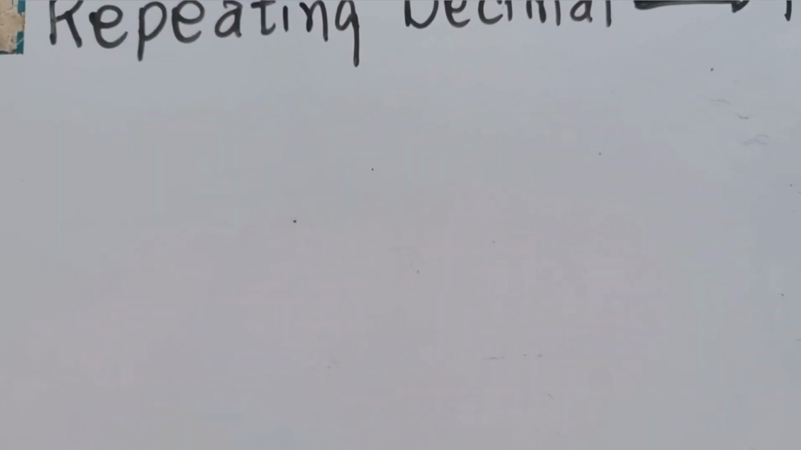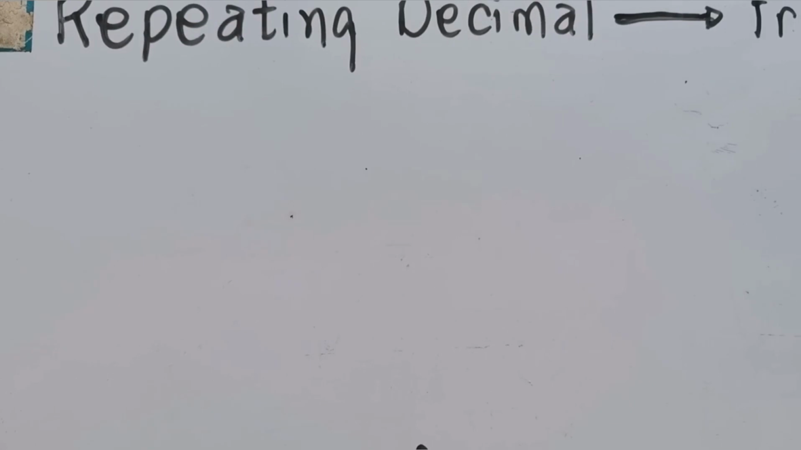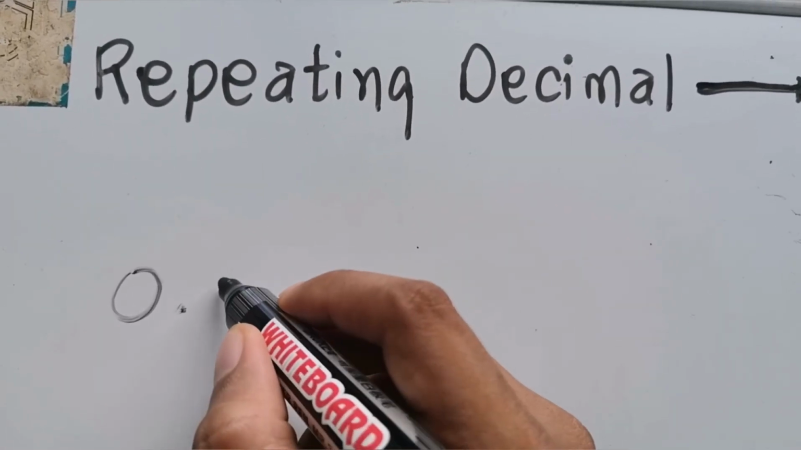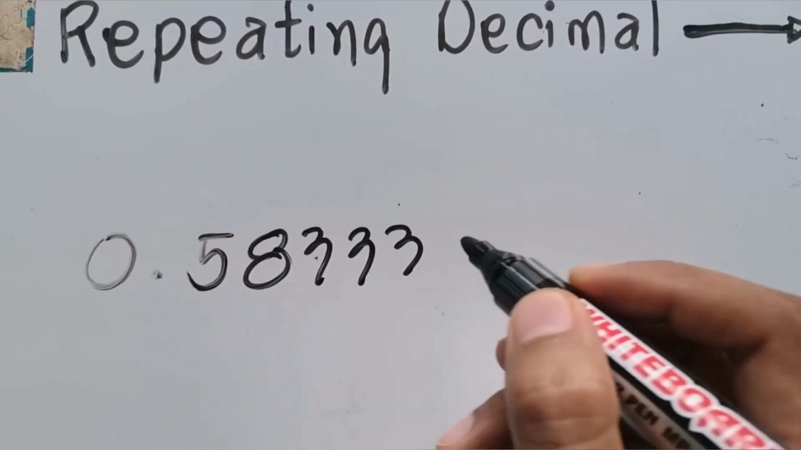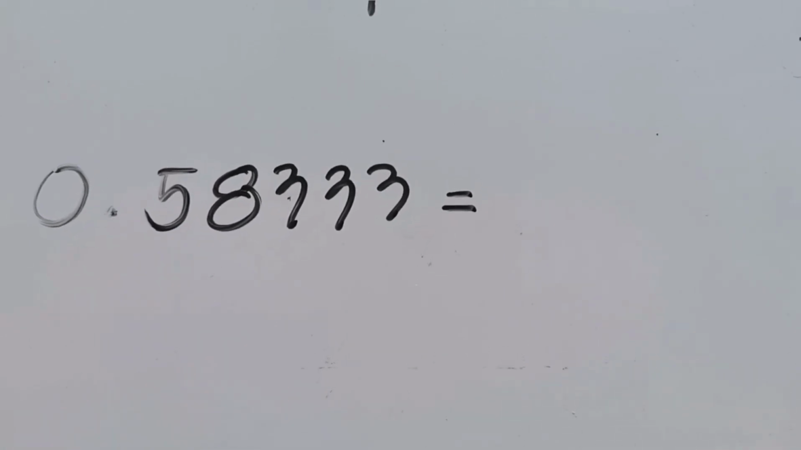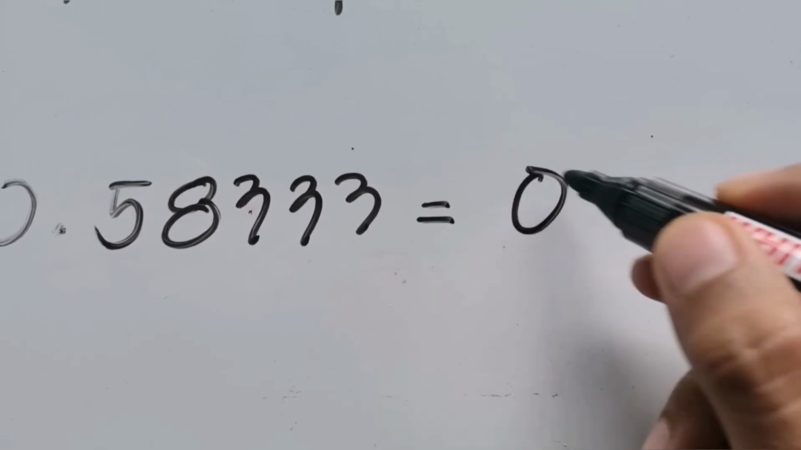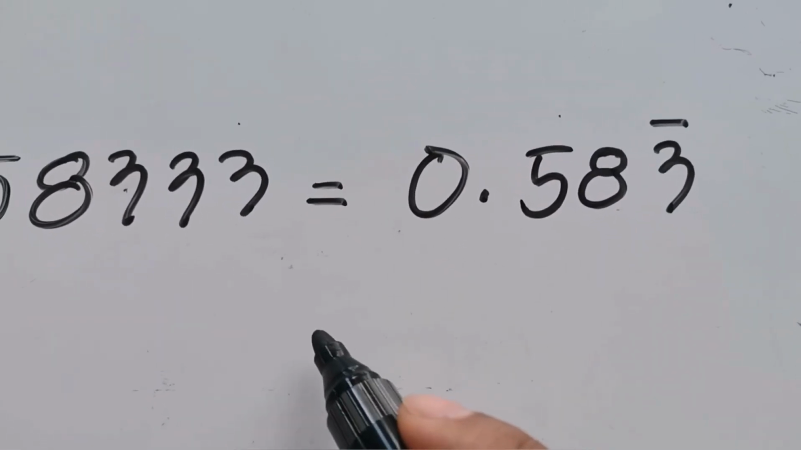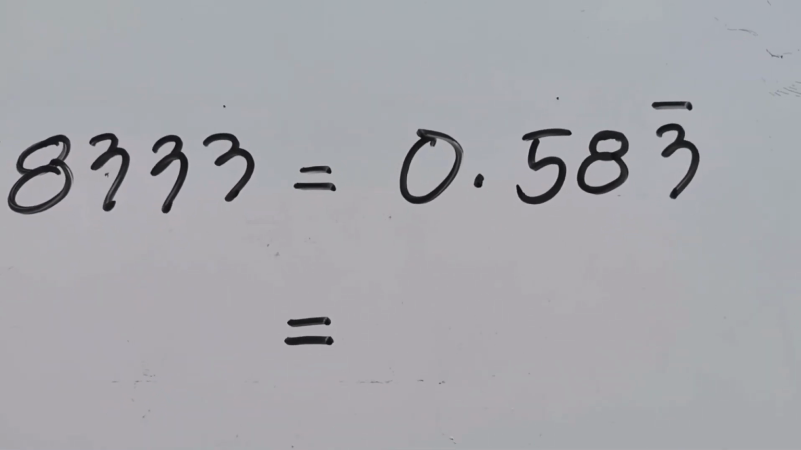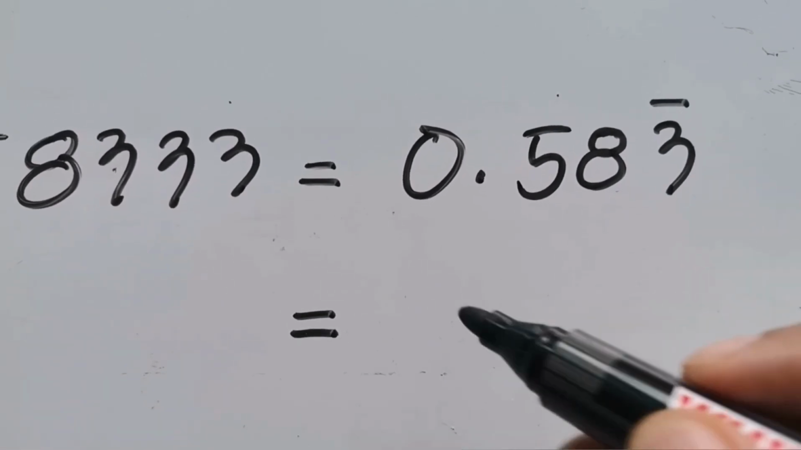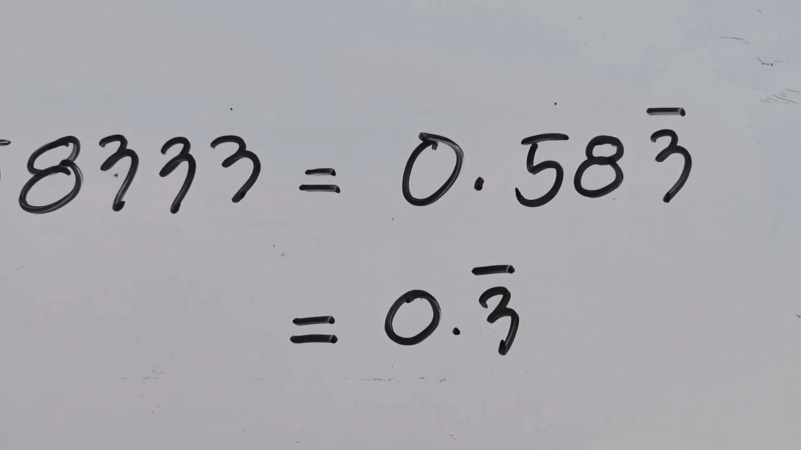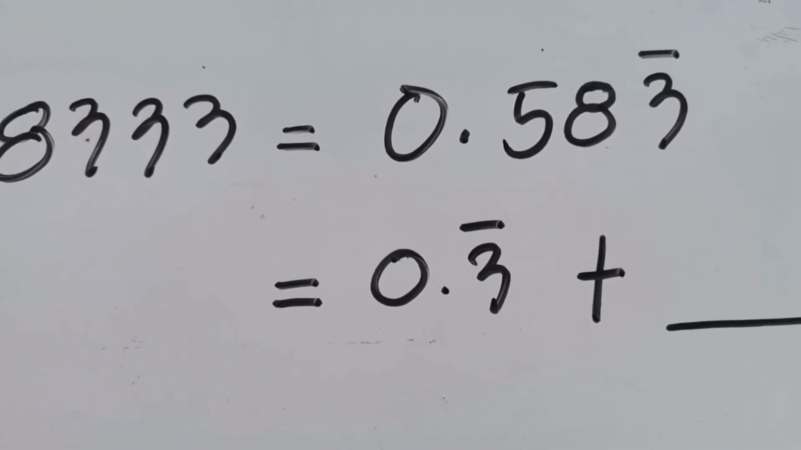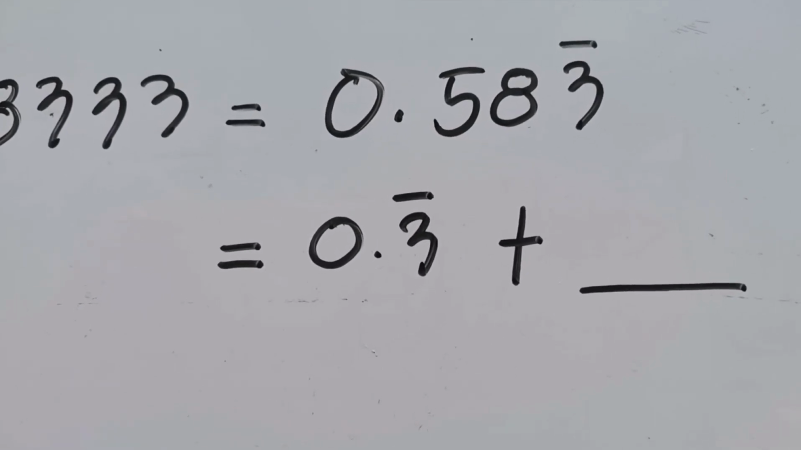Okay, next. What if meron tayong ganitong decimal number? 0.58333. So again, the repeating number is 3, no? So we can have it as 0.583 repeating. So, ano ang gagawin natin dito? So to convert, simply write first the repeating number, that is 0.3 repeating, right? Pagkatapos ay magdagdag tayo ng number dito. Ang tanong, what number is it? So ganito lang.